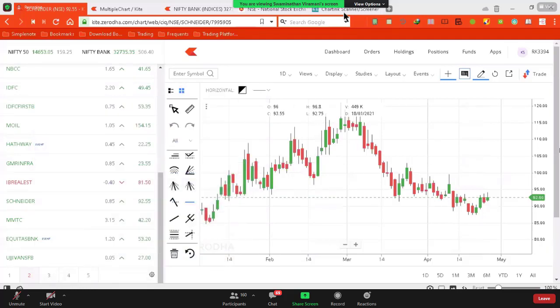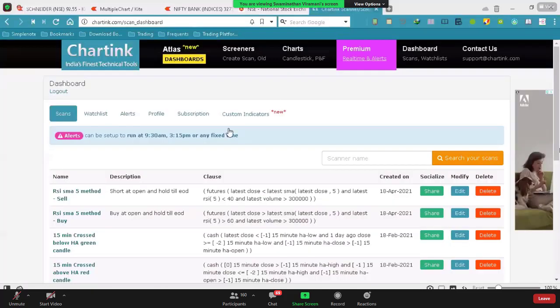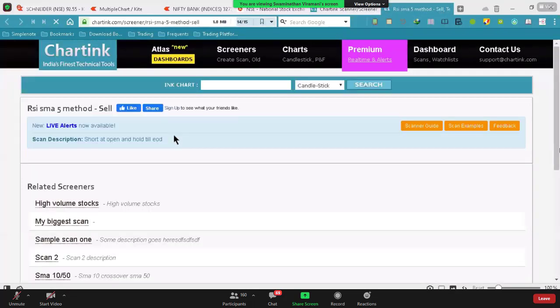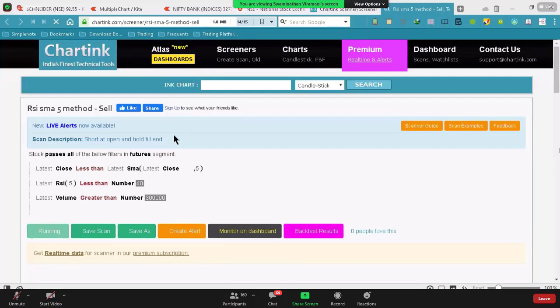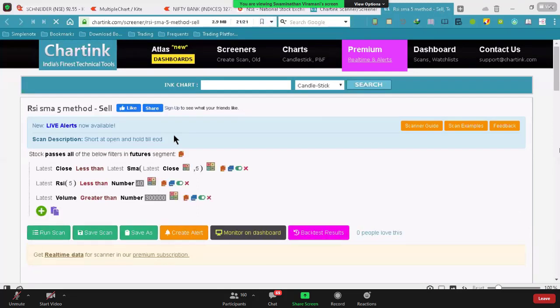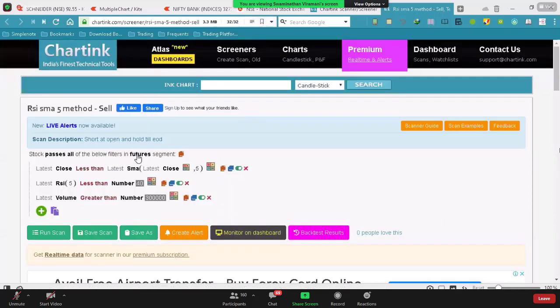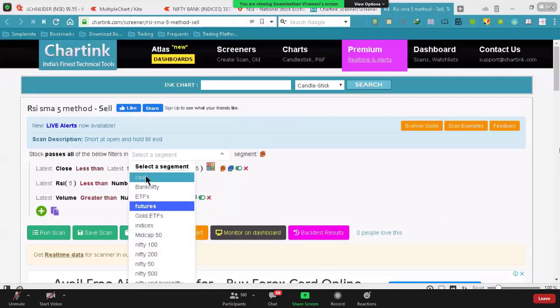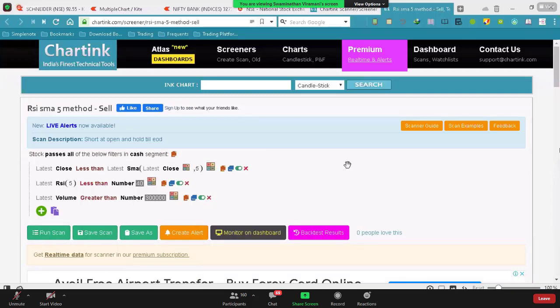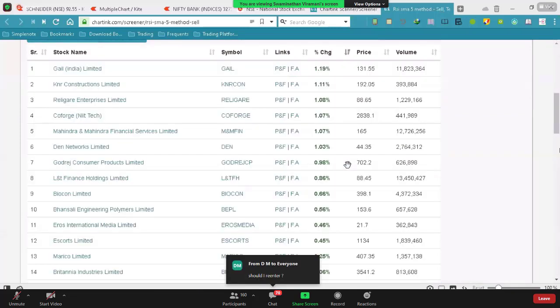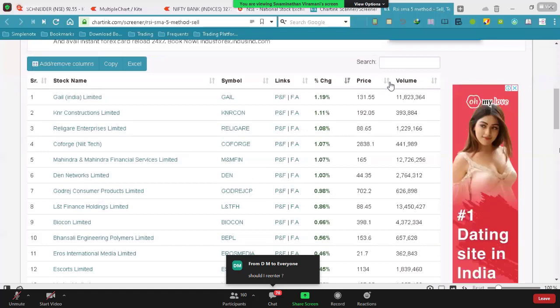Now, how did I identify the stocks? I did some elbow grease. I took a simple scanner. Any scanner which allows you to find a trend is fine. Select the cash segment, run the scan, and sort the price from low to high.